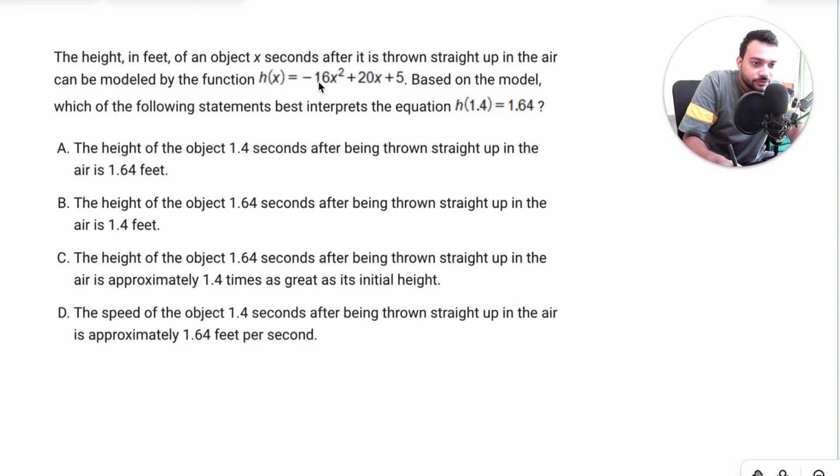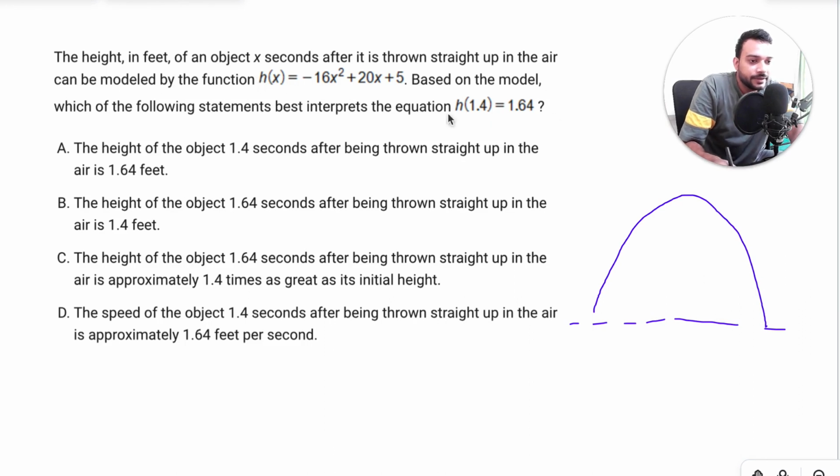Okay, so they've modeled the motion of an object x which is thrown straight up in the air, so it'll be traveling like this, a parabolic motion. Okay, a parabolic or a projectile motion, whatever you can say. So since it's opening downwards, the coefficient of x squared will be negative. Just quickly revising our quadratic equation concepts. Now based on this model, which of the following statements best interprets the equation h of 1.4 is 1.64? So what are we placing 1.4 as?